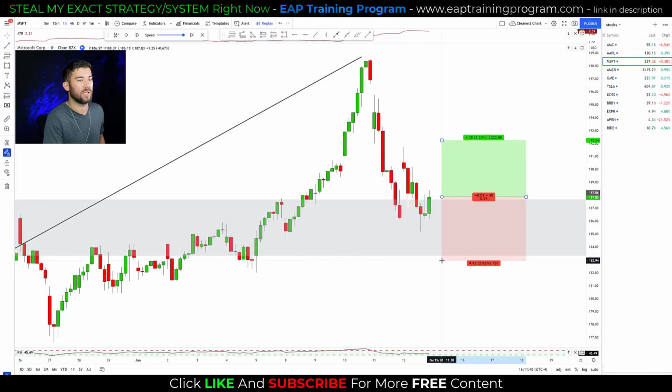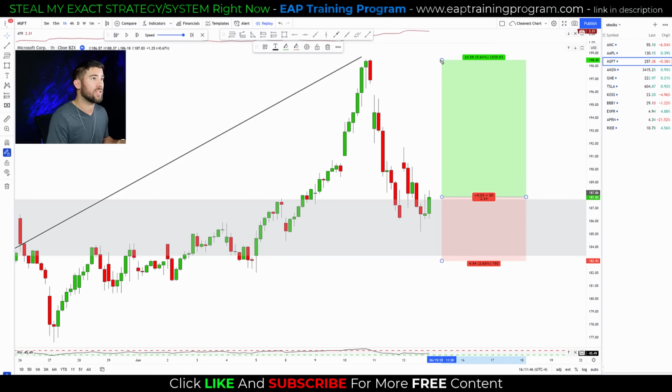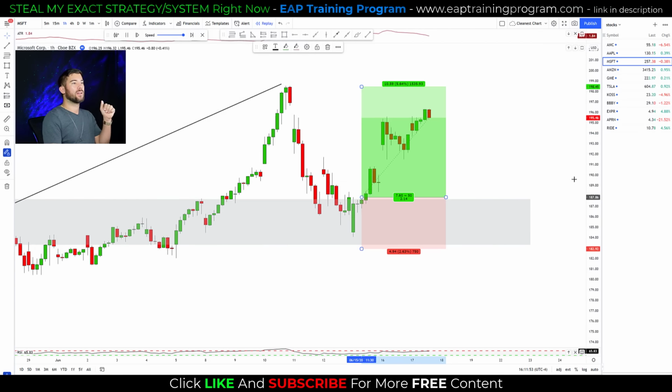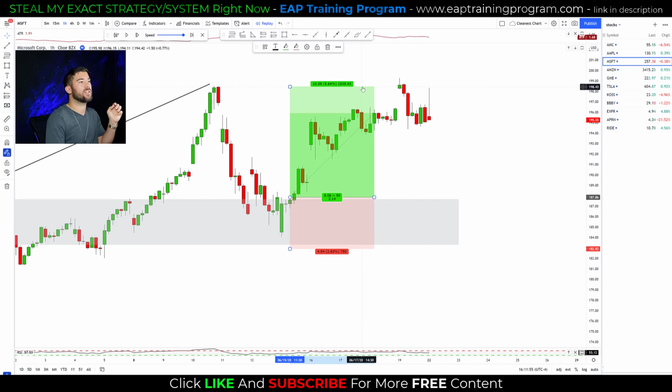So 182.89, that's going to be close enough, even though it says 92. I want my target to be back up at previous resistance right up here, the previous major swing high. Then I hit play. We'll see how this plays out. And as you can see, eventually coming up and hitting those targets, we did have a little gap down here, but it didn't even come close to the stop loss. So there is a recap of every part of the strategy.